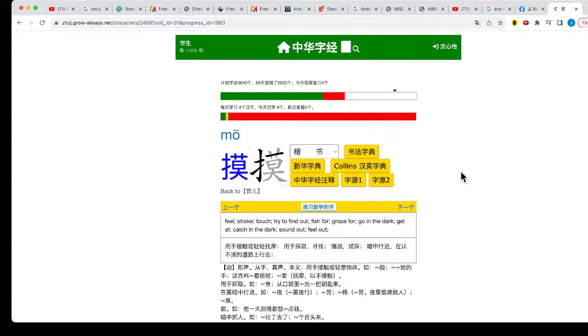摸 means use your hand to feel and stroke and touch. A lot of the time it is trying to feel what it is, or to find out the state of the thing that you are touching. This is called 摸. So therefore it has the meaning of trying to find out, or fish for, grope for, that kind of meaning. And then also like 摸黑, that means you are walking in the darkness, called 摸黑. 摸着石头过河, that means you are trying to go across the river by touching the stones. So this is 摸.